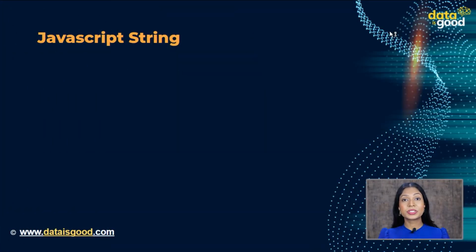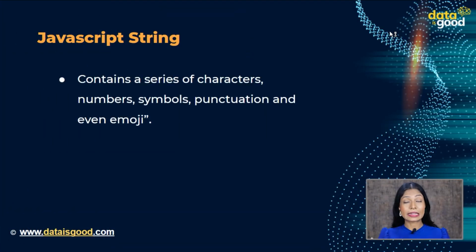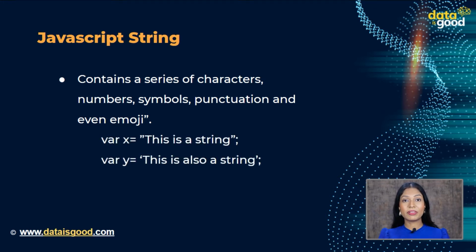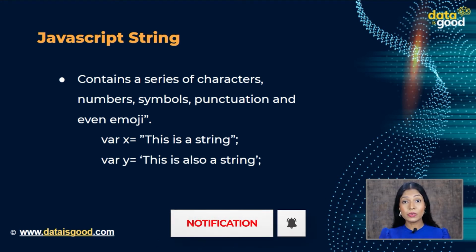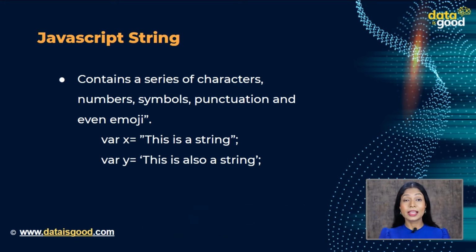A JavaScript string contains a series of characters, numbers, symbols, punctuation, and even emoji. Remember, strings are written inside single or double quotes, like this. Variable x is equal to "this is a string". Variable y is equal to 'this is also a string'. In the above code snippet, we have written two strings, one in double quotes and one in single quotes, and stored them in the variables.